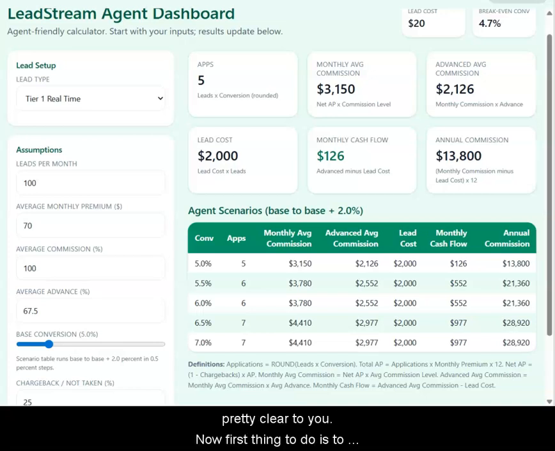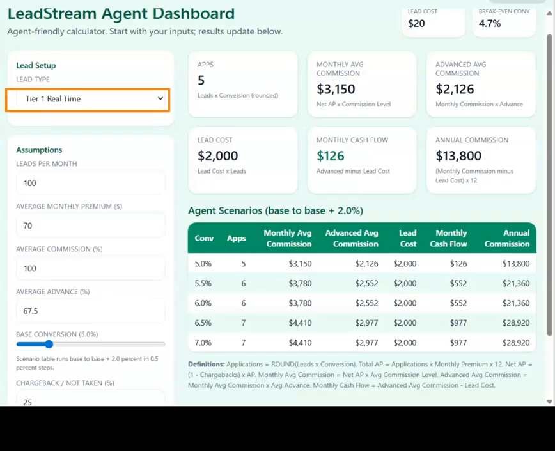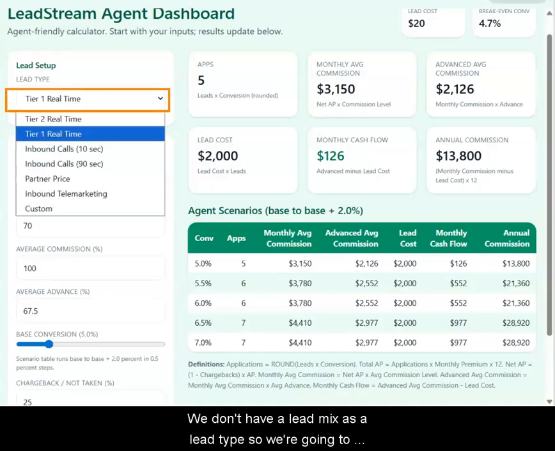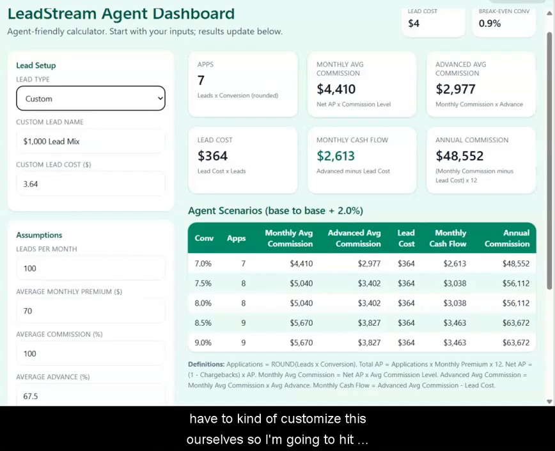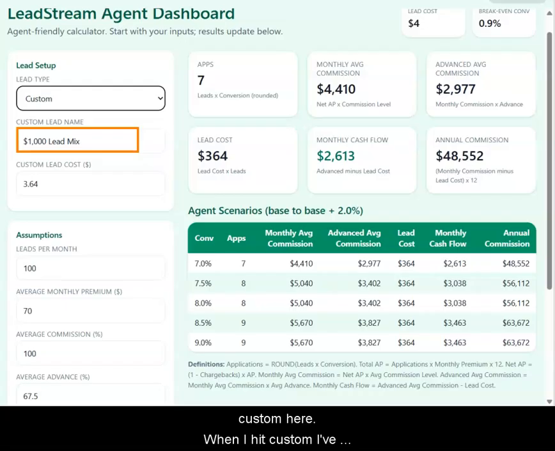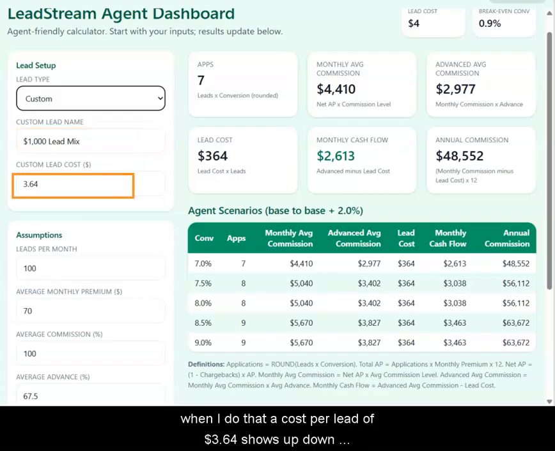Now, first thing to do is to come over to the lead type. We don't have a lead mix as a lead type, so we're going to have to kind of customize this ourselves. So I'm going to hit custom here. When I hit custom, I've already added a $1,000 per month lead mix in here. And when I do that, a cost per lead of 364 shows up down here. And we arrive at that cost by taking the total amount we're going to spend for the month, 1,000, divided by the total leads that we'll get for that 1,000, 275.